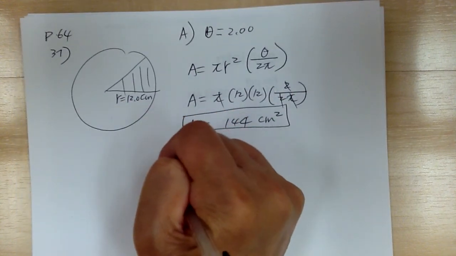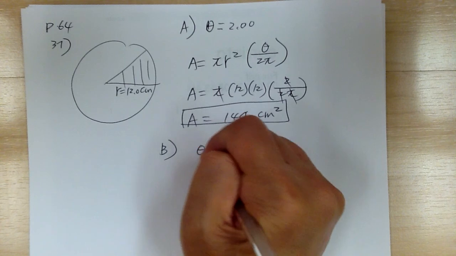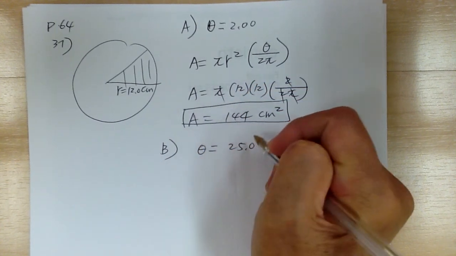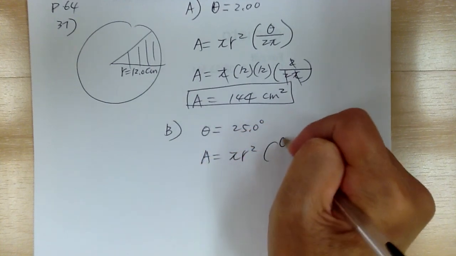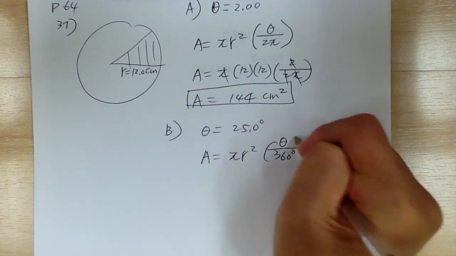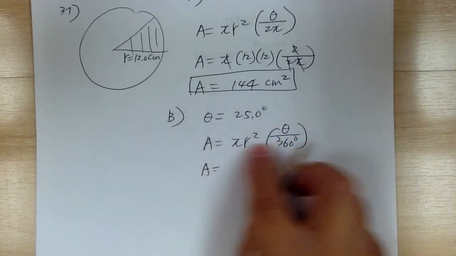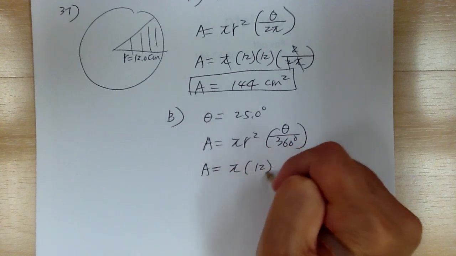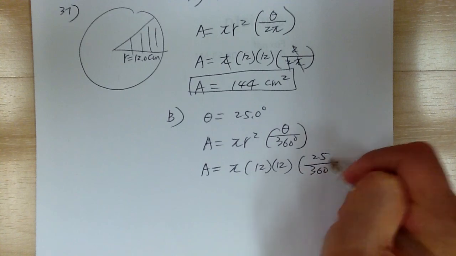Okay, now let's go and do B. B is when theta equal to 25.0 degrees. So again, area equal to pi r squared times theta over 360 degrees, right? Because degrees we have to use 360. So you always write down your formula, then you substitute. So it would be pi, radius is 12. Again, I'm writing it out. Theta is 25 over 360.